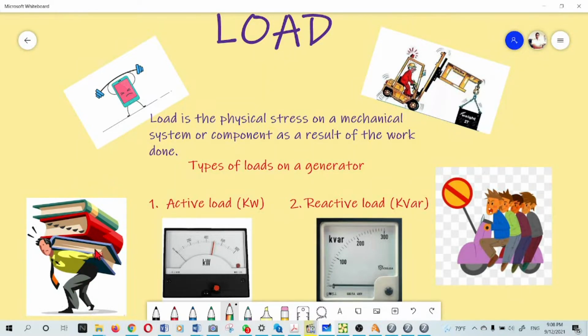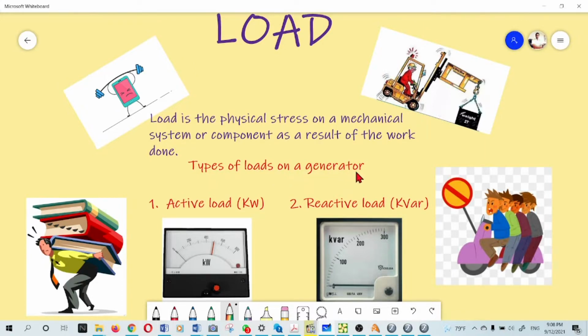For this man, these books, or let's say the huge weight that he carries, it is the load. Or in some cases we can consider this as a mental load. So mental stress is also a kind of load. So there are many kinds of loads. In physical machinery, load is the physical stress on a mechanical system or component as a result of the work done. It's a physical stress. So if we do not think about this physical stress, at a time the system could collapse.